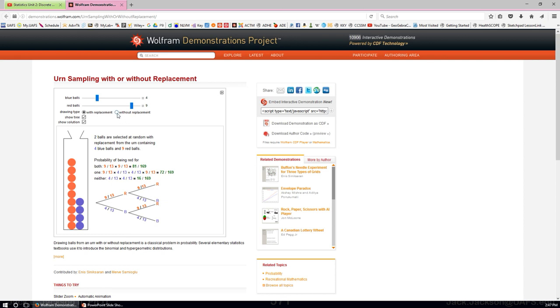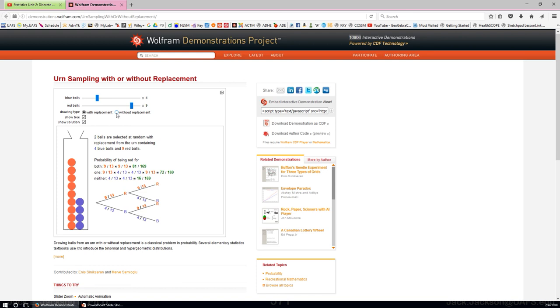Now, okay, so you might try this yourself. What would the tree look like if we did it without replacing? Okay, so actually maybe you want to pause and try that out yourself and see what you get.